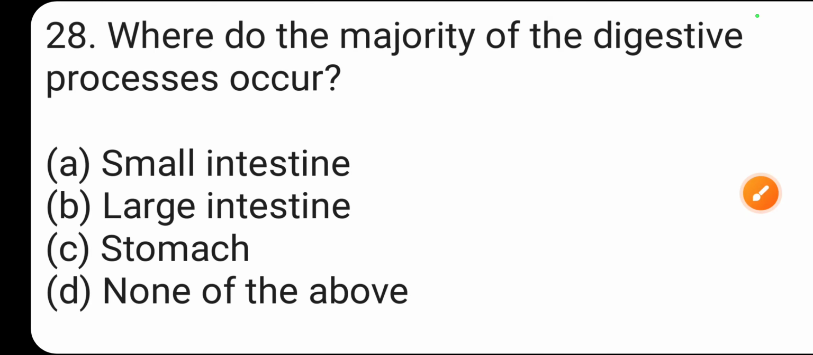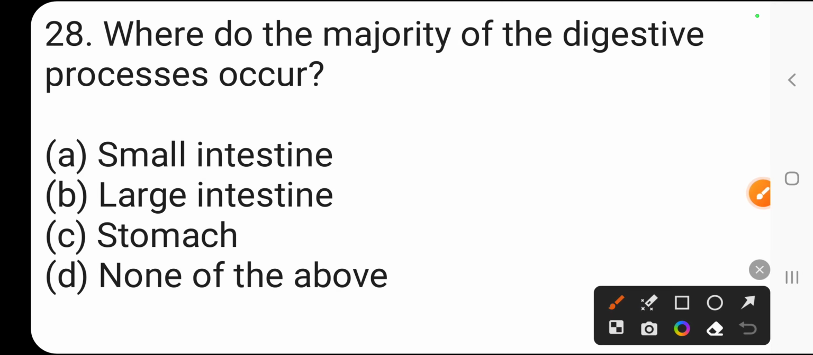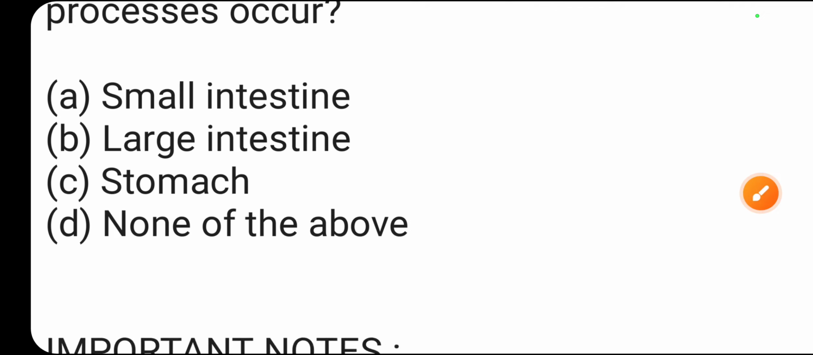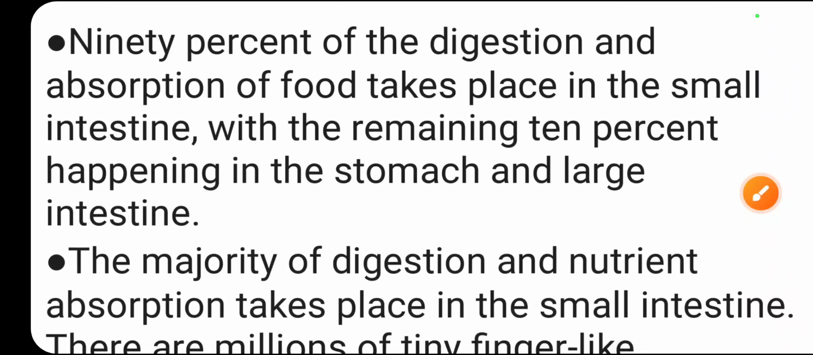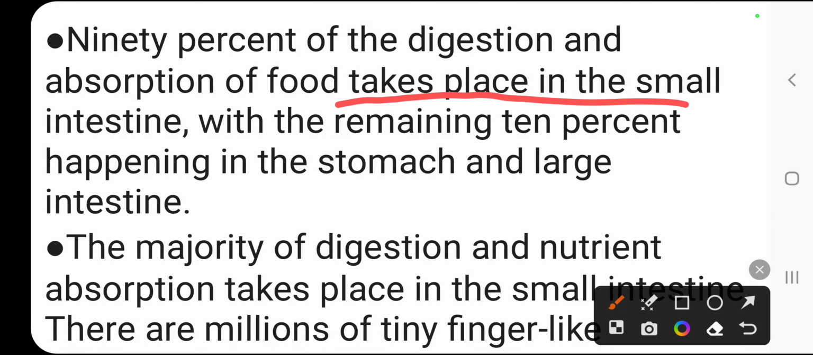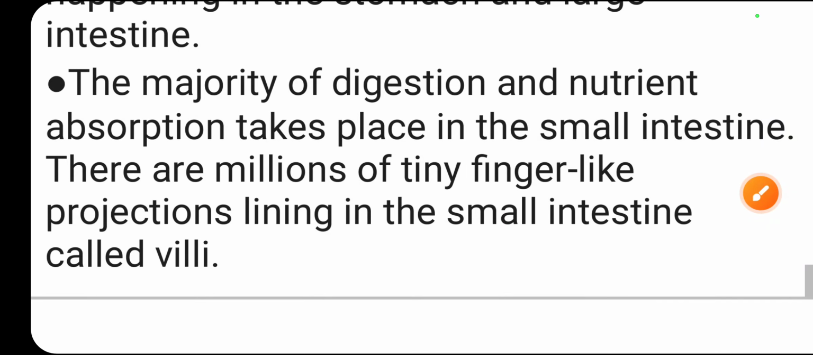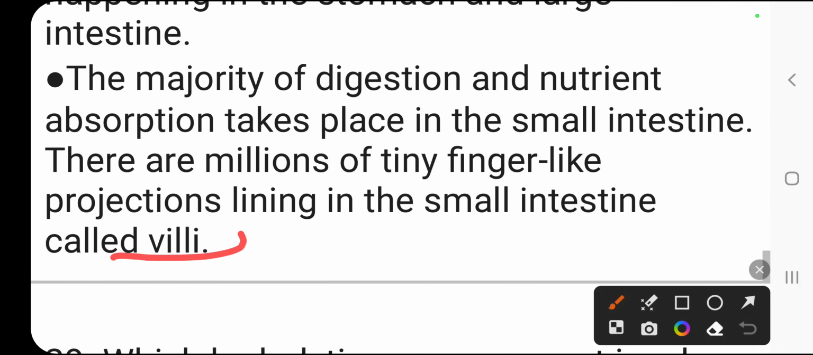Next question: where does the majority of the digestive process occur? From the session above, you must have understood by now that the majority of digestive processes occur in the small intestine. 90% of the digestion and absorption of food takes place in the small intestine, while the remaining 10% takes place in the stomach and large intestine. The majority of digestion and nutrient absorption takes place in the small intestine. There are a number of tiny finger-like projections in the lining of the small intestine, which are known as villi.